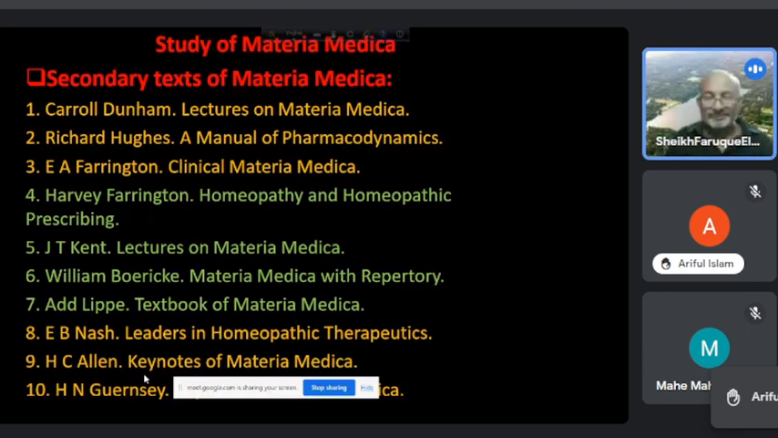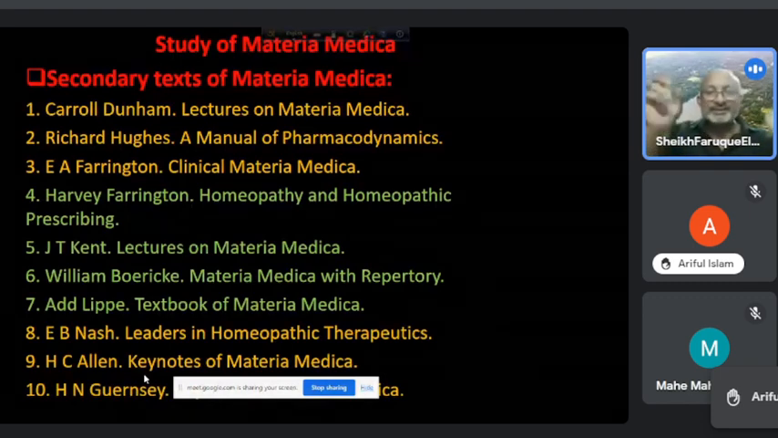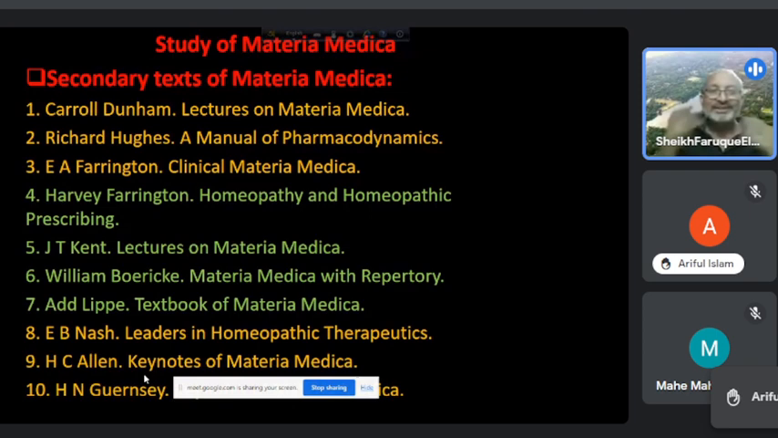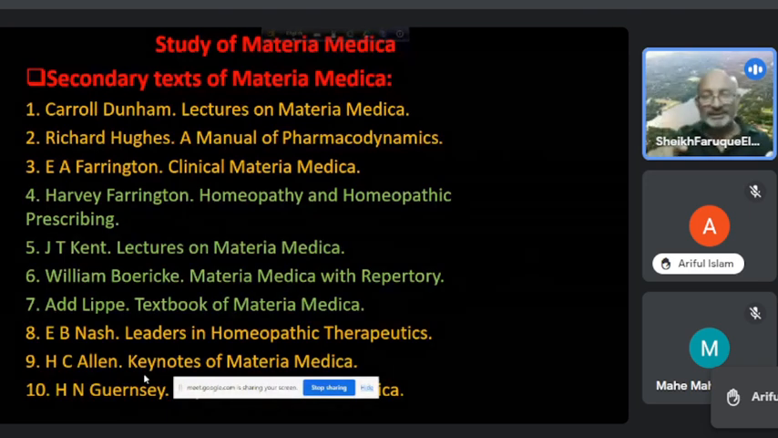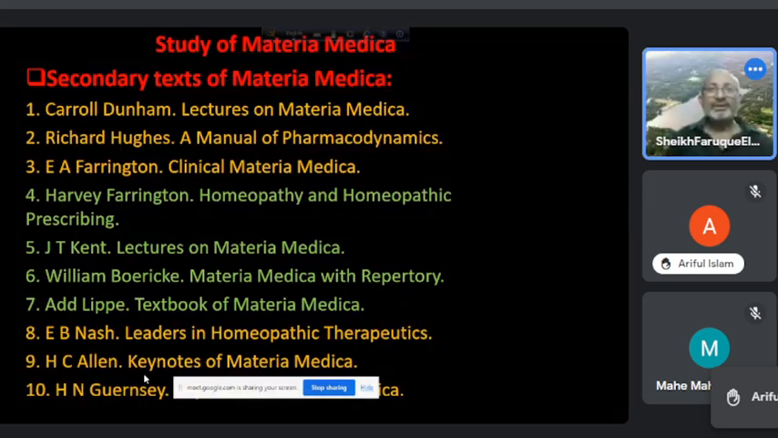All my aged and experienced viewers in this class surely know this, and it is futile to tell you, but I am telling the younger doctors: H.C. Allen's Keynotes of Materia Medica and Guernsey's Keynotes, you cannot afford to go without studying these two small books. So please study. These are all secondary texts of materia medica.